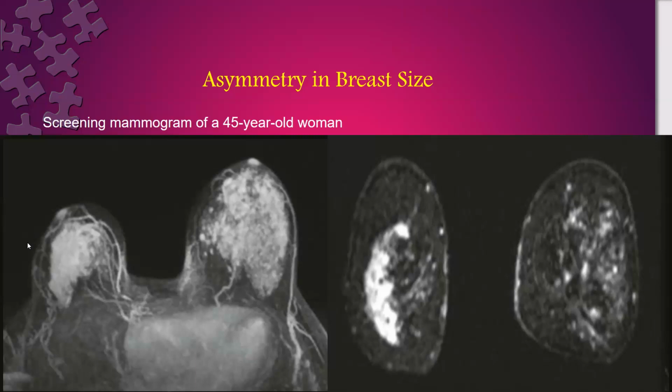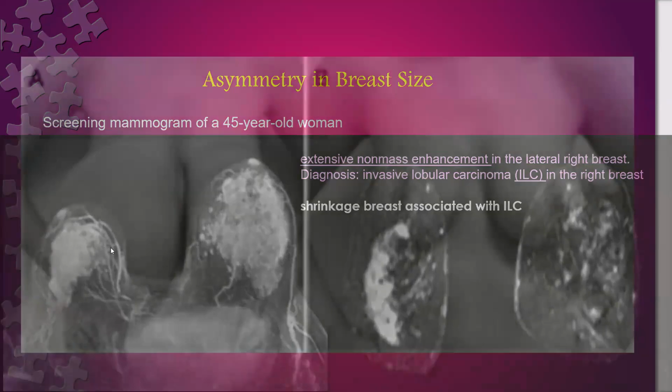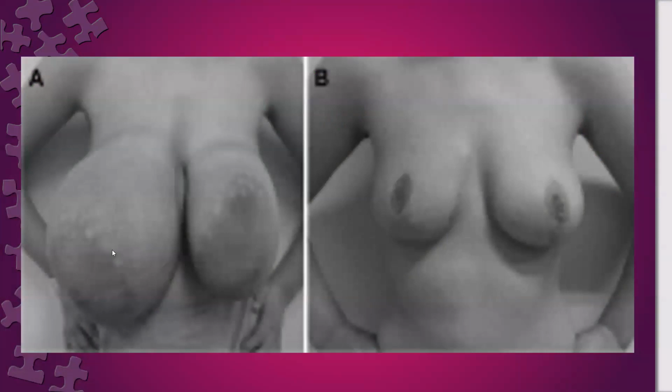The affected breast, instead of getting enlarged, is shrunken. The shrunken breast sign. Yes, this shrinkage sign is associated with invasive lobular carcinoma. It can rarely be seen with invasive ductal, but it is more common with invasive lobular. So we have to be cautious when we evaluate asymmetry to make sure which side is abnormal.